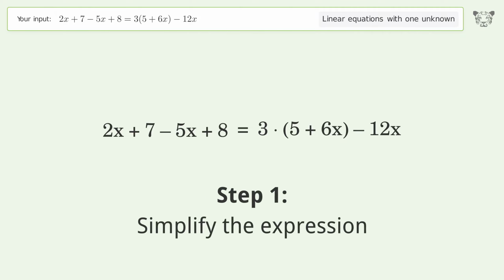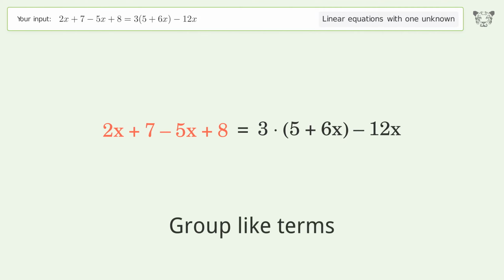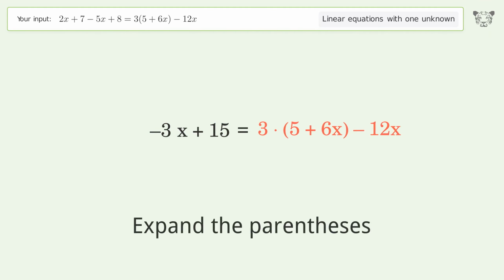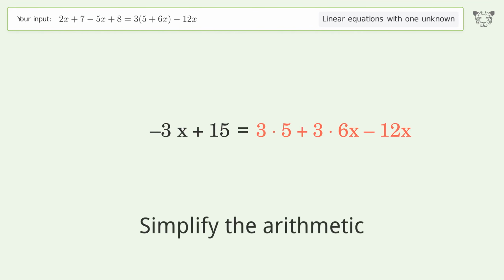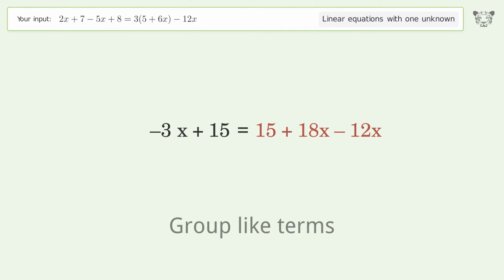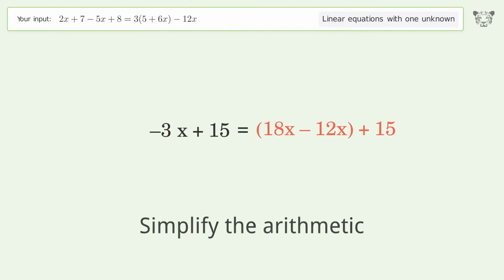Simplify the expression. Group like terms. Simplify the arithmetic. Expand the parentheses. Simplify the arithmetic. Multiply the coefficients. Group like terms. Simplify the arithmetic.